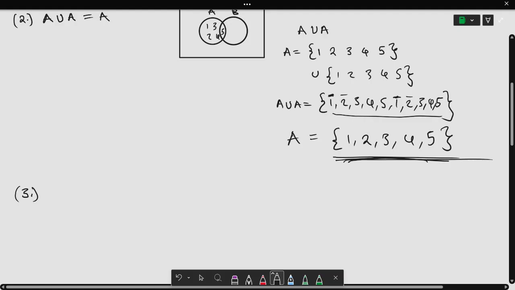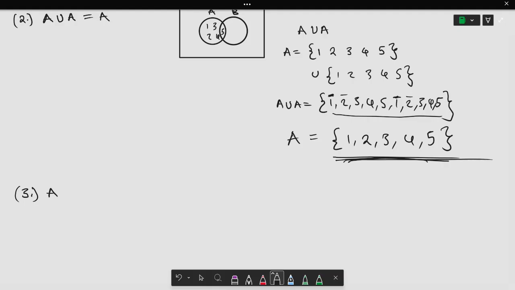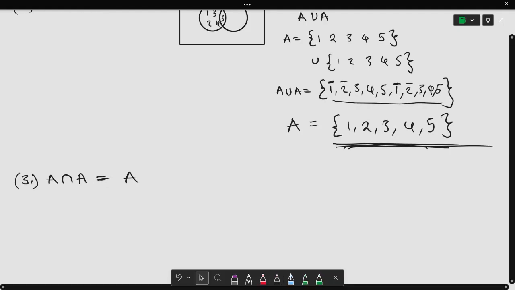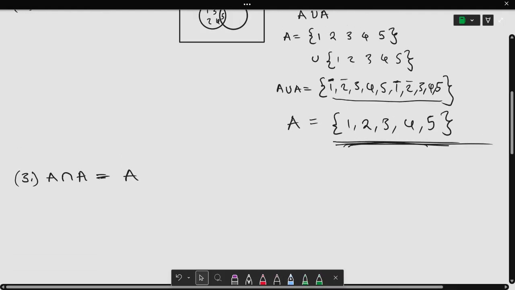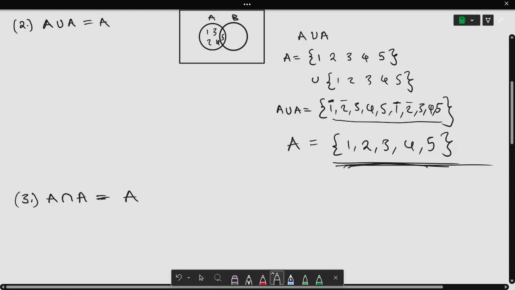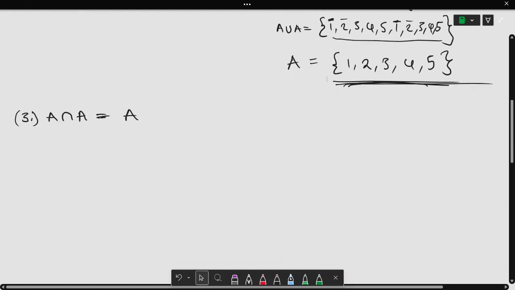The third one would be, what if you had A intersection A? A intersection A will also give you A. I'm not going to show how we are getting there, but you can just memorize this. You can test it using the method we did here, and you find that it will just give you A also.